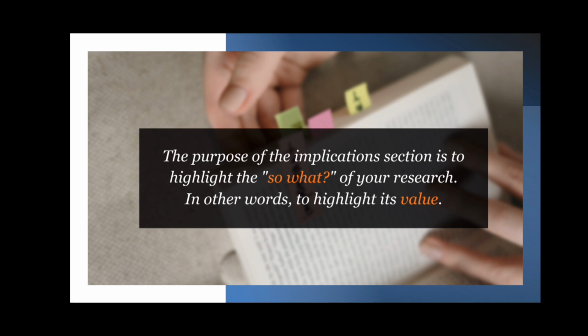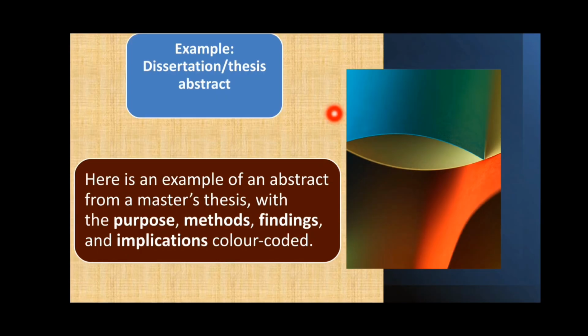Now I'll give you a sample of a good abstract by highlighting these four elements. The purpose of the implication section is to highlight the "so what" of your research, in other words, to highlight its value. Here I'll provide some examples of dissertation and thesis abstracts. Here is an example of an abstract from a master thesis with the purpose, method, finding, and implication color coded. So I'll discuss and highlight these four sections of a good abstract: purpose, method, finding, and implication.